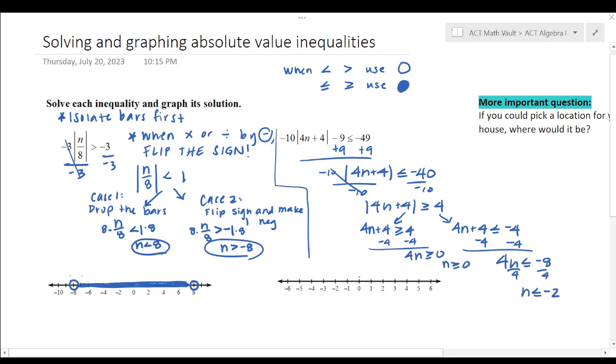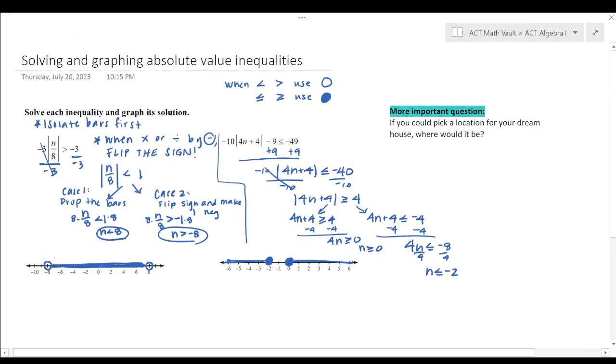So I'm going to do a closed circle on 0 and a closed circle on -2. And this time, I want a number that's greater than the 0, but then less than the negative. So that means that my shading is going in opposite directions. So these two problems here, they really hit on a lot of different things to remember with inequality.